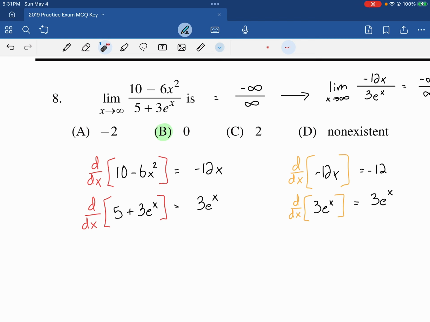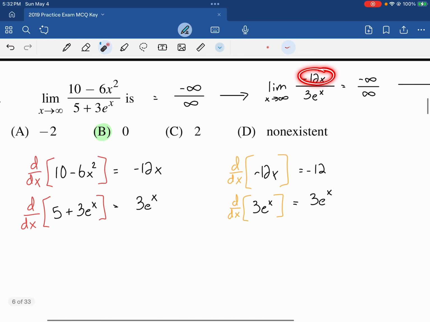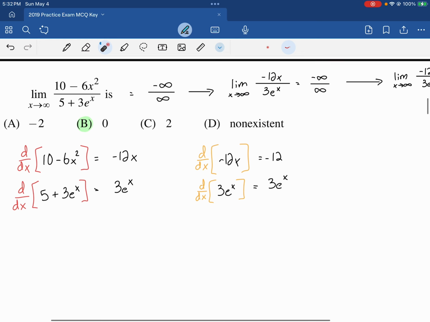So here's what L'Hopital's rule says to do. Take the derivative of your numerator, take the derivative of your denominator, rewrite your rational function with those new derivative functions, and try it again. And so, okay, I'll plug in infinity and infinity, and it happened again. So we run L'Hopital's possibly more than once. We have to use it actually twice here.